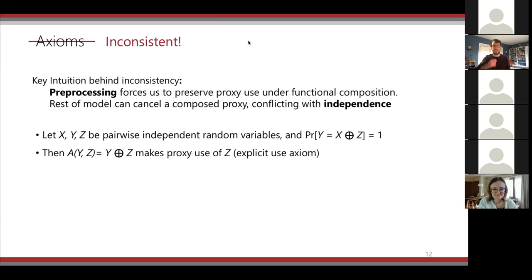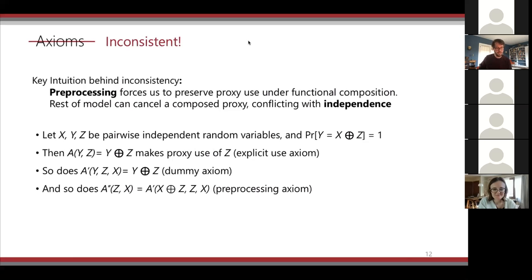Then a model that takes Y exclusive or Z makes proxy use of Z. That's by explicit use, right? And so does the dummy model, where we add X as an input but don't actually do anything with it yet, right? Note that Y is not defined as X exclusive or Z, so it's not like we're syntactically subbing in X exclusive or Z in A prime here, right? It's just that Y is statistically equivalent to X or Z, right?